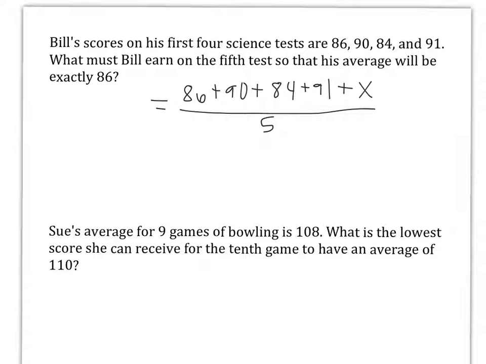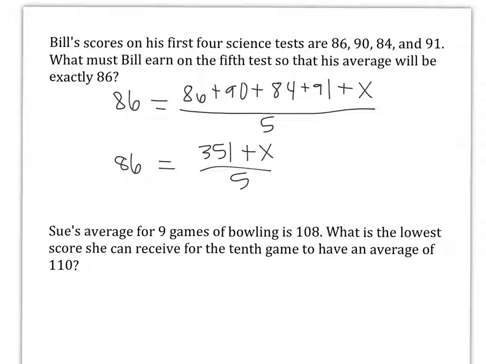And that has to add up to be exactly 86 because he wants an 86. So 86, 90, 84, and 91 give me 351. So make sure, again, you added those up. Get 351 plus that 5th test divided by 5 for the average must equal 86.